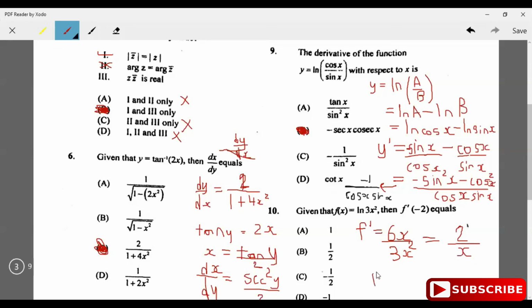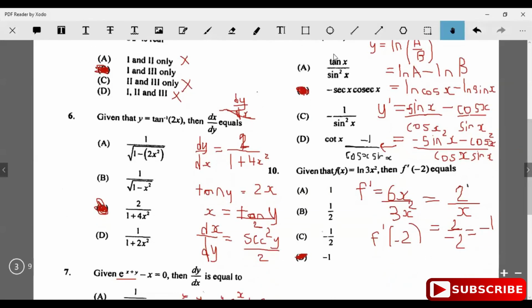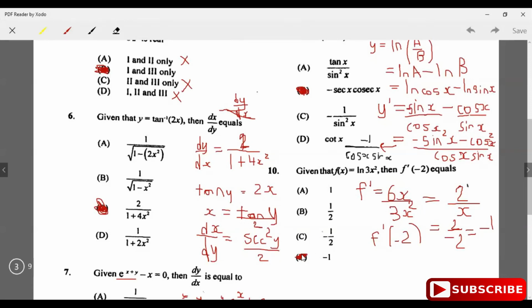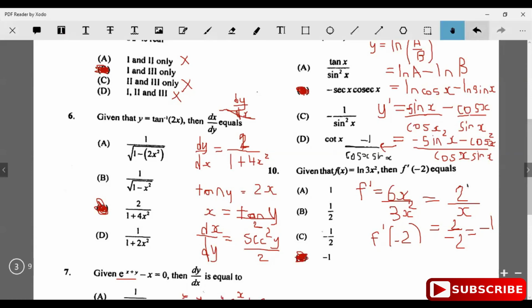And so f prime of negative 2 then is going to be 2 over negative 2, and 2 over negative 2 is minus 1. So that's the answer, which is option D. That's question 10.